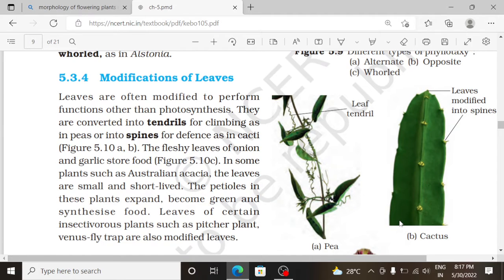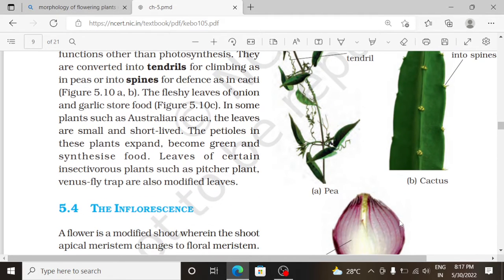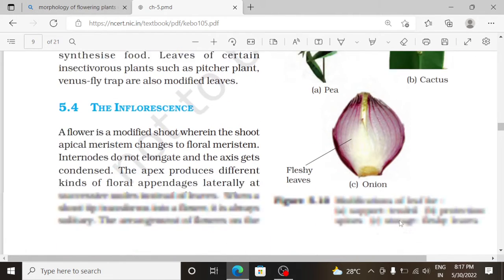Leaves are often modified to perform functions other than photosynthesis. They are converted into tendrils for climbing, as in peas, or into spines for defense, as in cacti. The fleshy leaves of onion and garlic store food. In some plants such as Australian acacia, the leaves are small and short-lived. The petioles in these plants expand, become green and synthesize food. Leaves of certain insectivorous plants such as pitcher plant and Venus flytrap are also modified leaves.